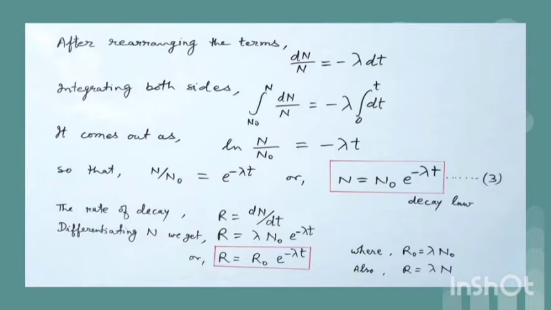The rate of decay, that is the number of nuclei disintegrating per unit time, R, is equal to minus dN by dt. So differentiating N, we get R is equal to lambda N naught e to the power minus lambda t, or R is equal to R naught e to the power minus lambda t. This is another form of the decay law, where R naught, equal to lambda N naught, is the decay rate at time t equal to 0. And from equations 1 and 2, R is equal to lambda N.